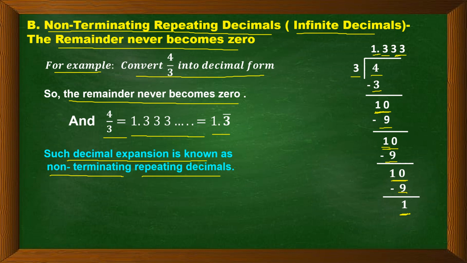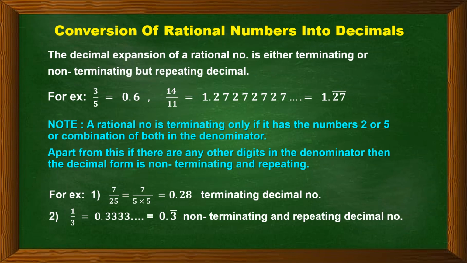They are not terminating, but they are repeating. Right? The number 3 is continuously repeating. Though it is not terminating, it is not coming to an end, but it is repeating. So such is the decimal expansion of rational numbers. So now we can summarize what all we have learned about the decimal expansion of rational numbers. So the decimal expansion of a rational number is either terminating or non-terminating but repeating decimal.